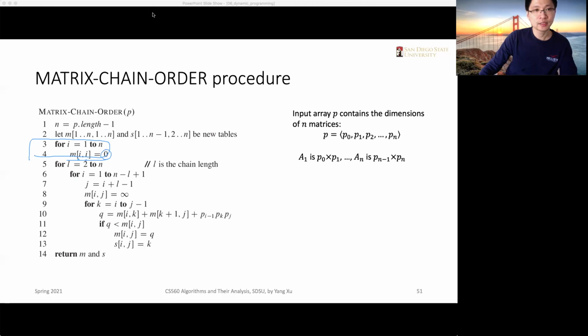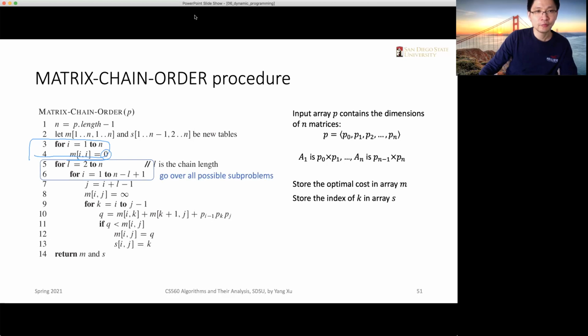All right, next, the outer for loop. Remember we use L to indicate the size of the sliding window, which is the size of the subproblems. So the sliding window iterates over 2 to n. When L equals n, it's just the original problem, because the window covers the whole chain.